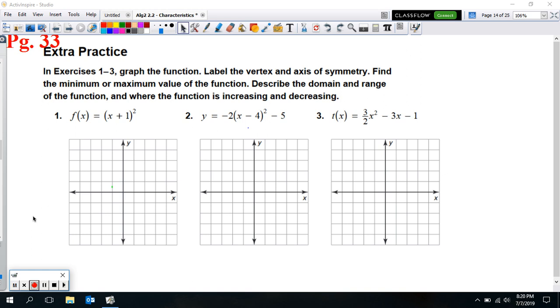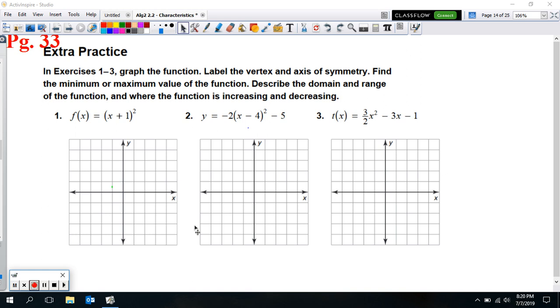Okay, so on page 33, we start our extra practice with these three problems here. It says to graph the function. We're also going to be labeling the vertex and axis of symmetry, finding the minimum or maximum value of the function, describing the domain and range of the function, and last, where the function is increasing and decreasing. So a lot to do on each of these problems.